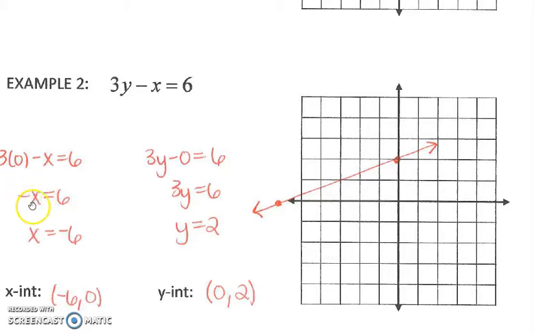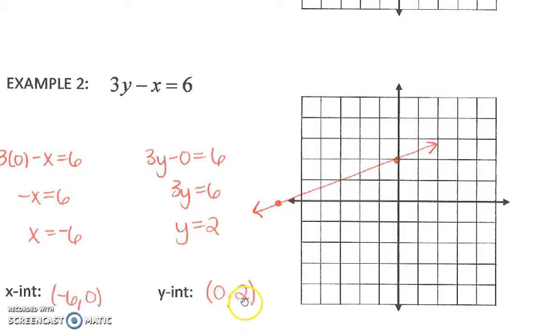0 minus x is minus x. You see that minus x? Equals 6. When you have a negative here, it's like having a negative 1. So you have to divide each side by negative 1. So x is actually negative 6. So I want you to write negative 6 comma 0. So we got negative 6 by plugging 0 into the y here. Okay?